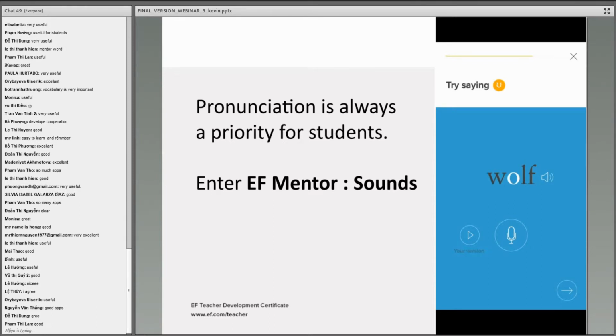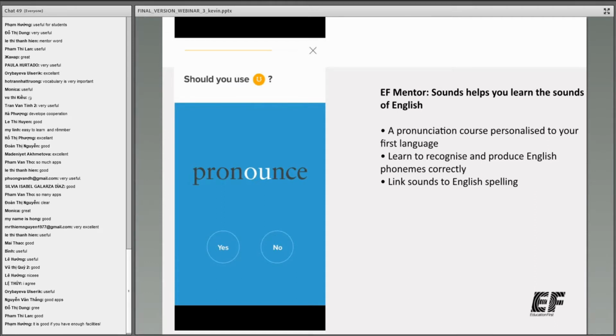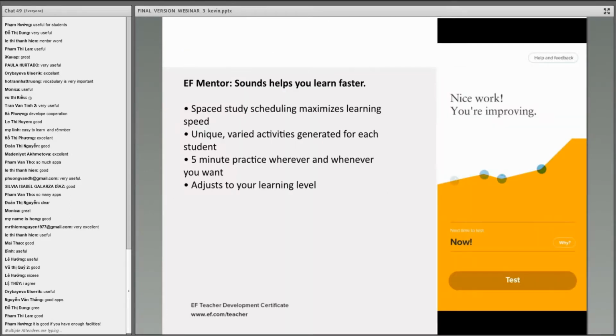And for that reason, EF also launched EF Mentor Sounds. So this app is about the student's pronunciation. It helps you, the student, learn the sounds of English. It's personalized to the language that you're learning, so in this case, English. And it links the sounds to the spelling, so it also helps with spelling of English words.